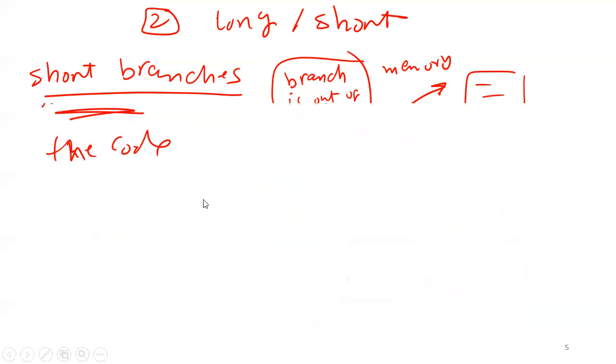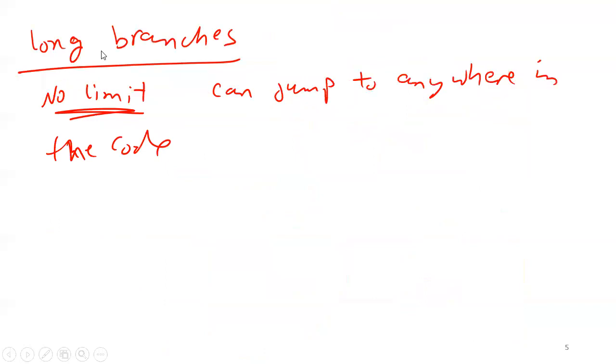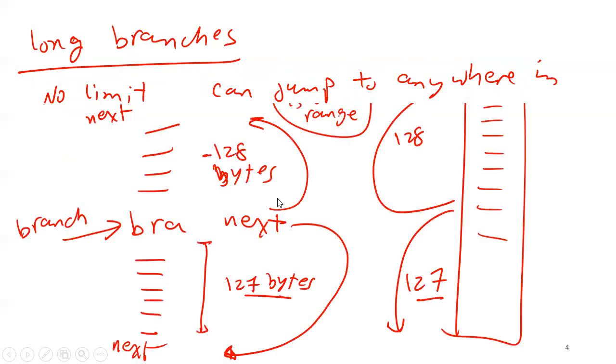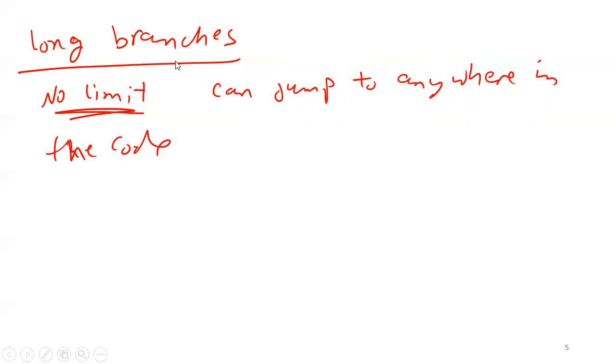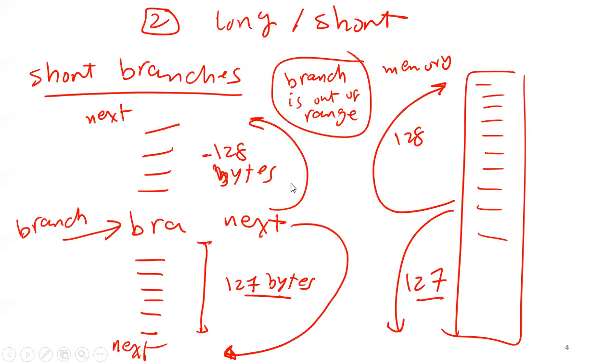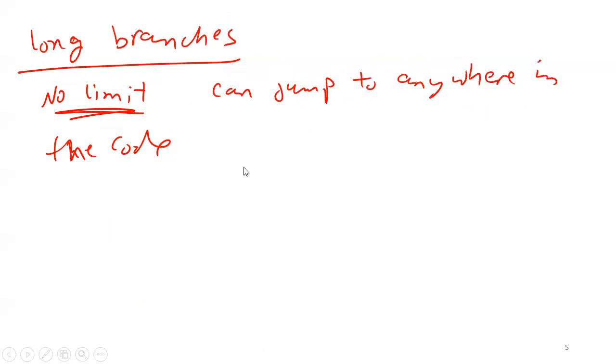Long branch: in the case of long branches, there is no limit. You can jump anywhere in the code. Is that okay, guys? So I'm going to teach two kinds of branches. One is called short, the other is called long. In the case of short, there is a limit. If you have too much code here, and this code makes more than 128 bytes in memory, you are going to get an error. You cannot use this instruction. But for long branches, you can branch anywhere.